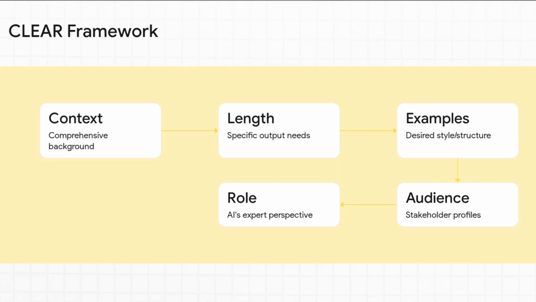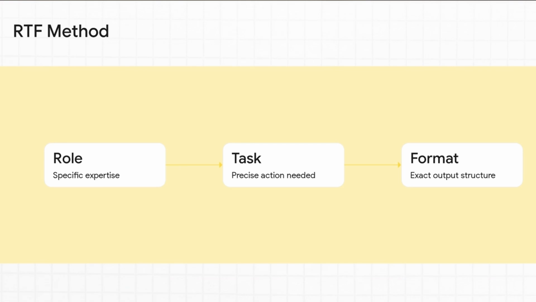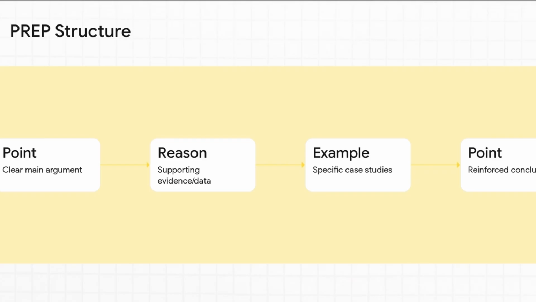So we talked about that CLEAR framework. That's tier number one. That's context, length, examples, audience, and role. Tier two is that RTF method, prompt engineering from a role standpoint, giving it a task and then a format: role, task, and format. And then number three is the PREP structure. What is the point? What is the reason that you're doing the thing? Give it an example, and then give it that extra point for persuasive analytical content.